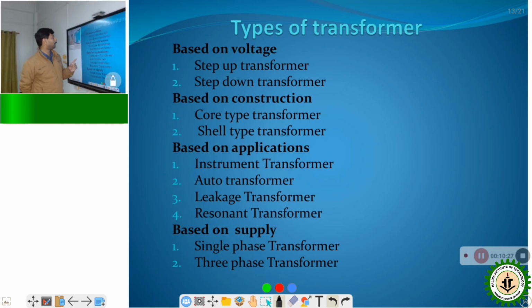Types of transformer based on voltage: step-up transformer and step-down transformer. Based on construction, as already mentioned, core-type transformer and shell-type transformer. Based on applications: instrument transformer, auto transformer, leakage transformer, and resonant transformer. And based on supply, single-phase transformer and three-phase transformer. And understand very well that we are dealing with the single-phase transformer, that means the supply will be single-phase.